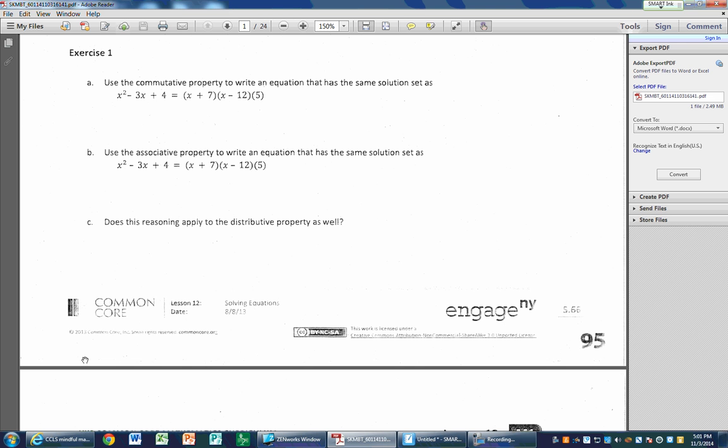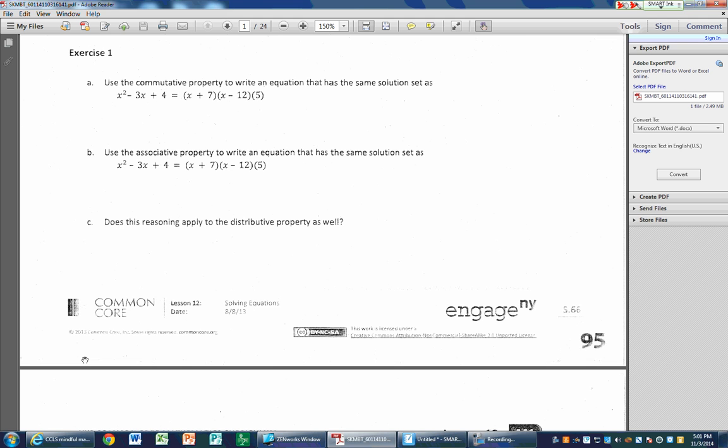Use the commutative property to write an equation that has the same solution set. Lots of ways to do this. There's at least 6 answers that I can see immediately. You write down one answer, hit pause, write it down.